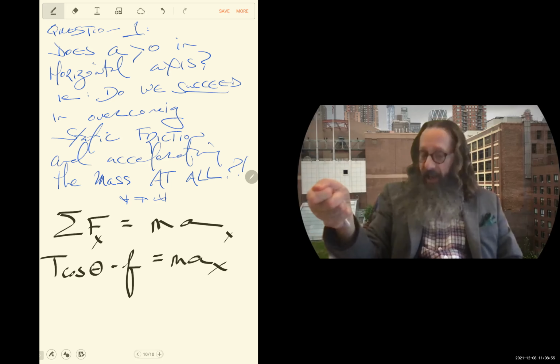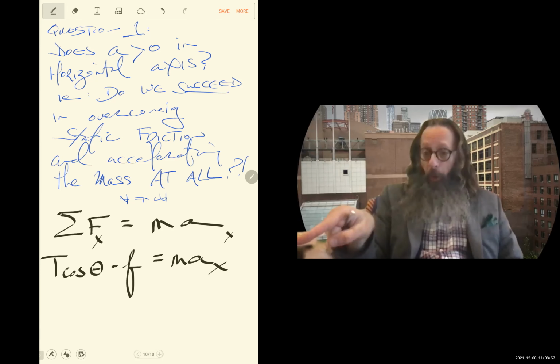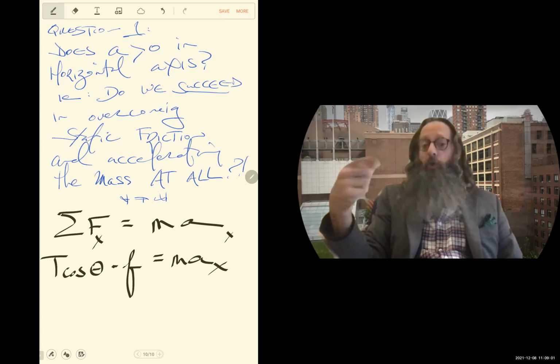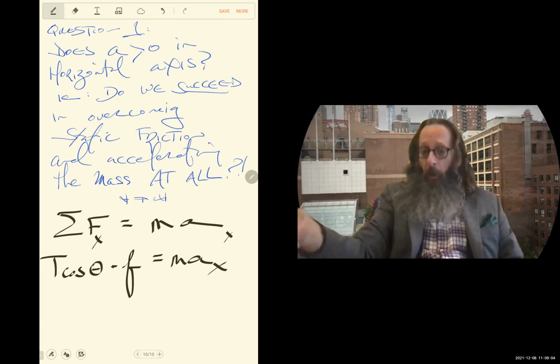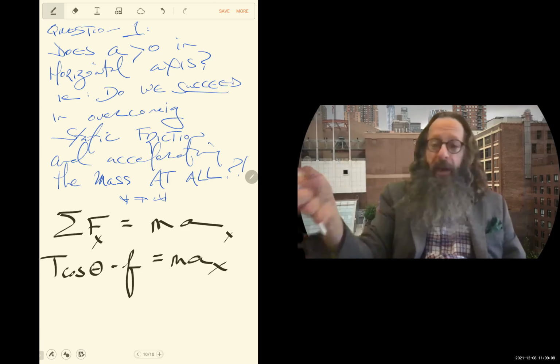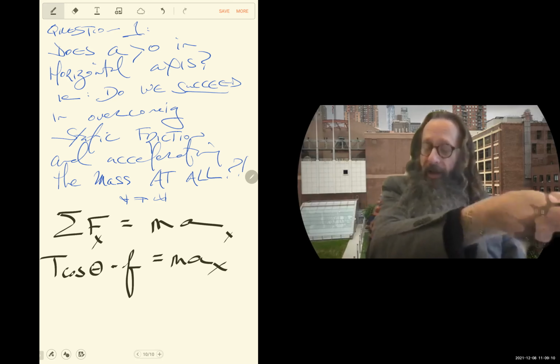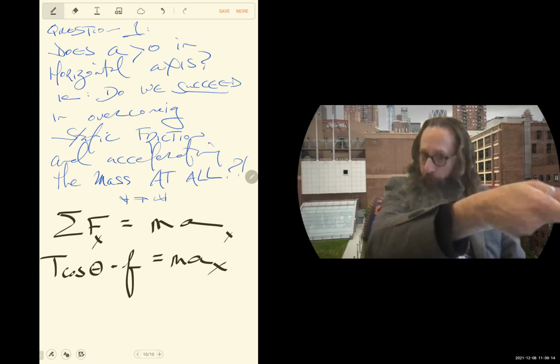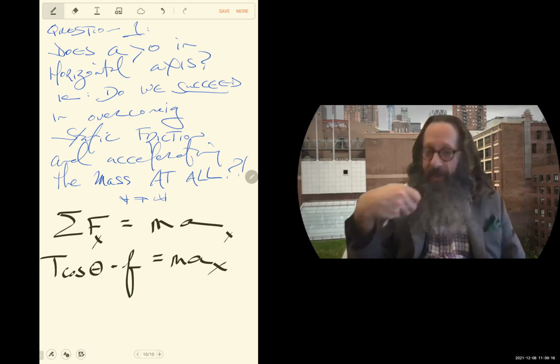If T cosine theta is 1 Newton, then static friction will pull back with 1 Newton and hold the block in place. If T cosine theta goes to 2 Newtons, static friction goes to 2 Newtons and holds it in place. And you know this from life, because if you try to move something and pull on it really lightly, it won't move at all. Then you pull a little bit more and it still won't move. You can test it yourself, but if you pull enough, then it moves, right?